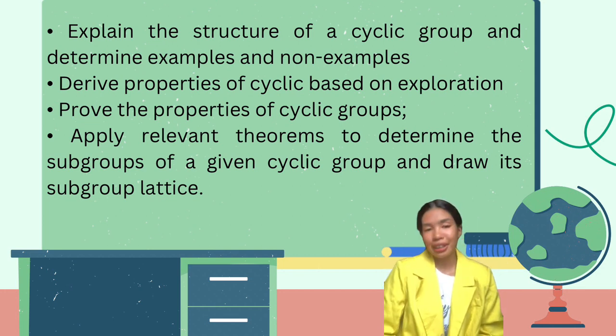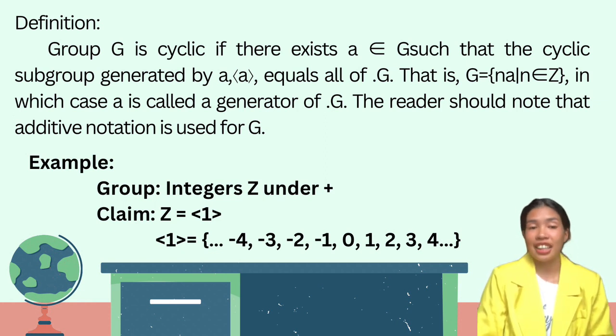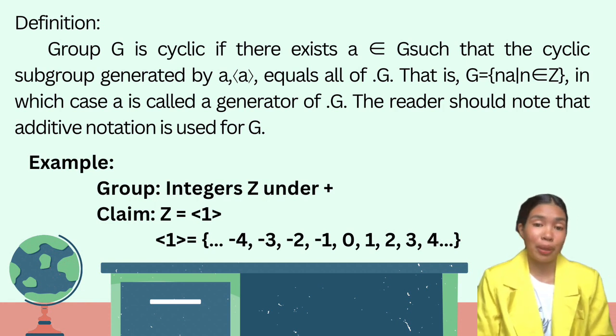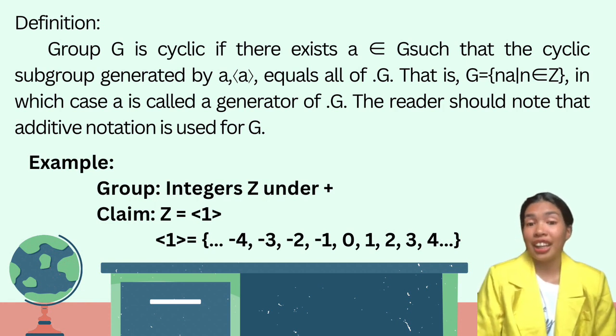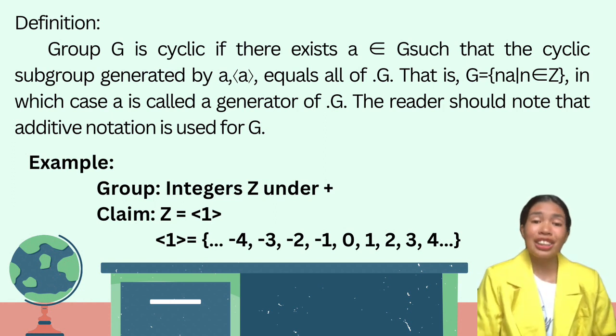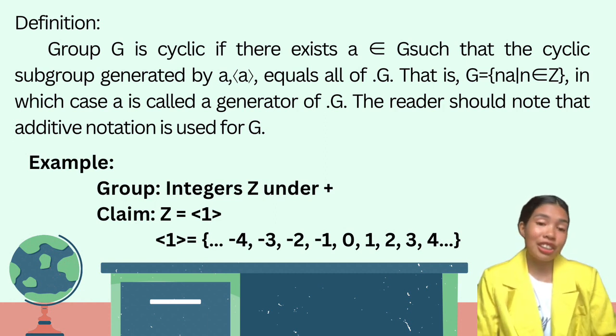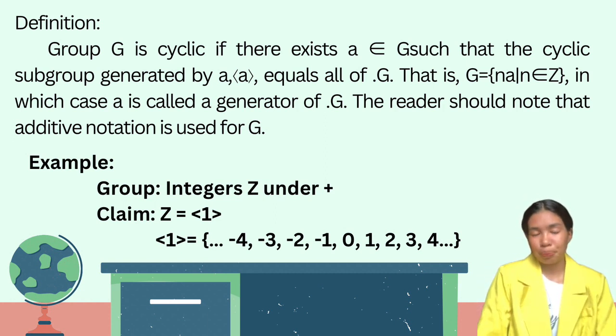So, now let us start. Groups are classified according to their size and structure. A group's structure is revealed by a study of its subgroups and other properties, such as whether it is abelian, that might give an overview of it. Cyclic groups have the simplest structure of all groups. Here's the definition of a cyclic group.